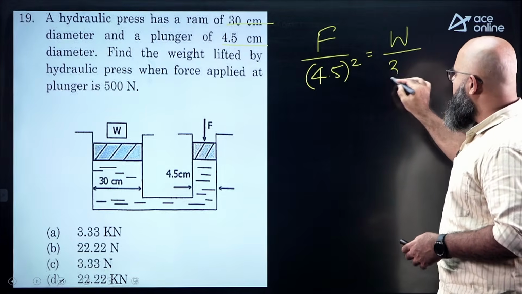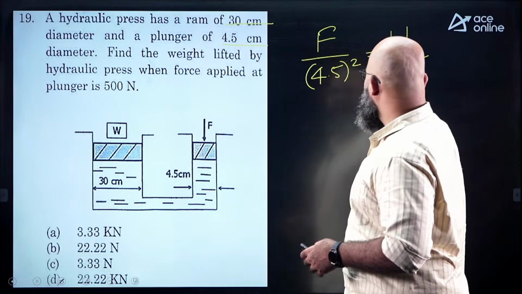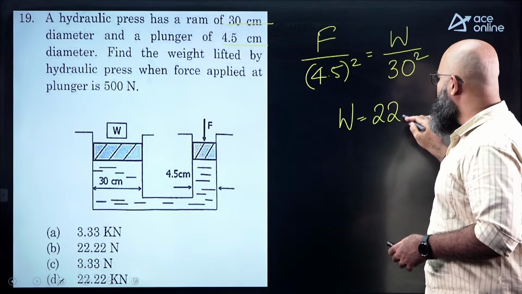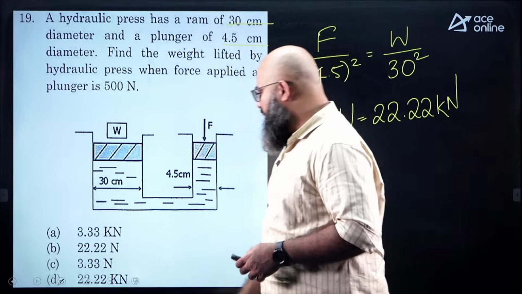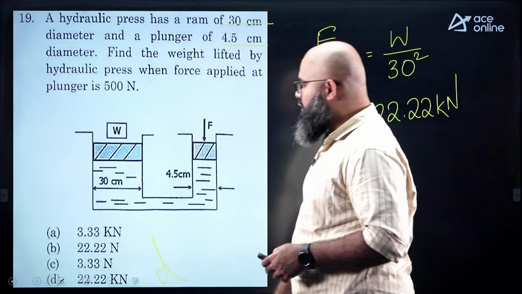I am writing straight away 4.5 square because pi by 4 will get cancelled off now, is equal to W divided by 30 square. So if you put in the value of F as 500 and push the 30 over here, the value of W will come out to be 22.22 kilonewton. The answer is 22.22 kilonewton. If you see, option D would be correct over here.